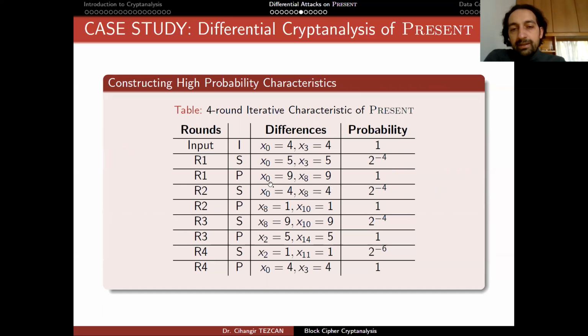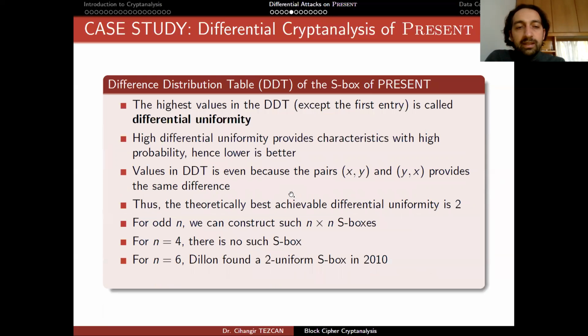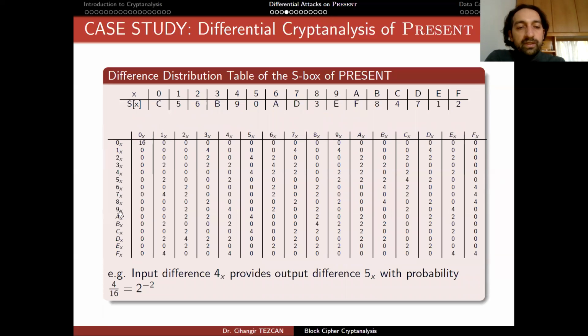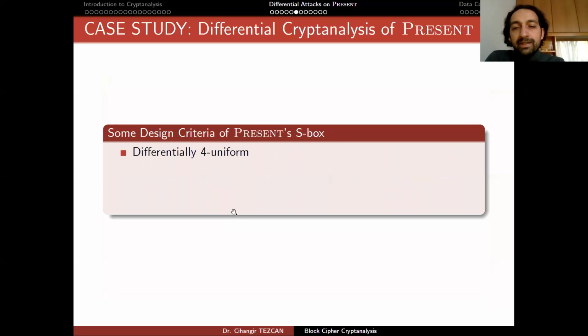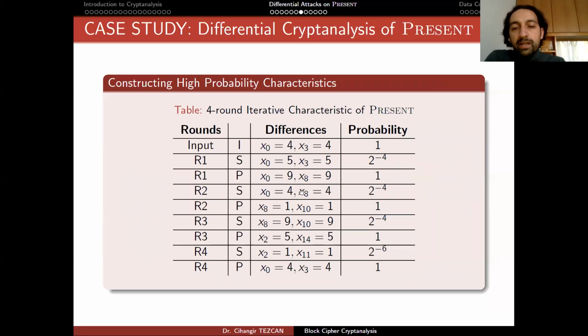Now we look at the DDT table again and check what is the probability of observing output difference 4 when the input difference is 9. As you can see from here, it is the same. So we are guessing that in the DDT table, we will observe the value 4. But let's look at it again. For the input difference 9, we see that the output difference 4 occurs 4 times. So the probability is the same. And so on and so forth.